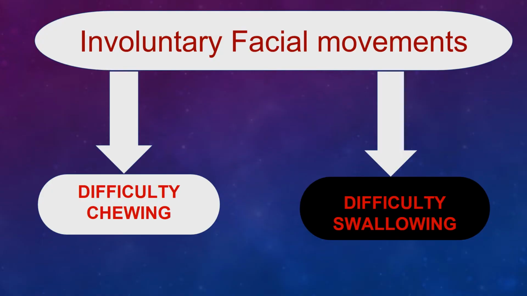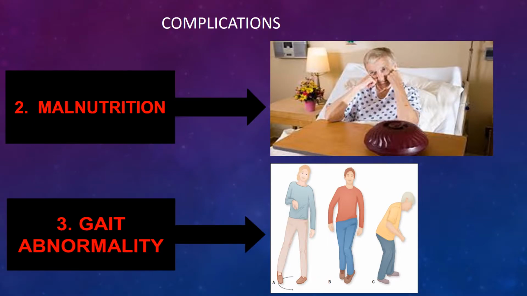Aside from the difficulty swallowing, the involuntary facial movements for the patient with Huntington's disease may also lead to difficulty chewing. When that happens, the patient with Huntington's disease cannot get all the vitamins and the minerals from the food that they eat. So it leads to malnutrition, as you can see here. Malnutrition is the second complication of Huntington's disease.